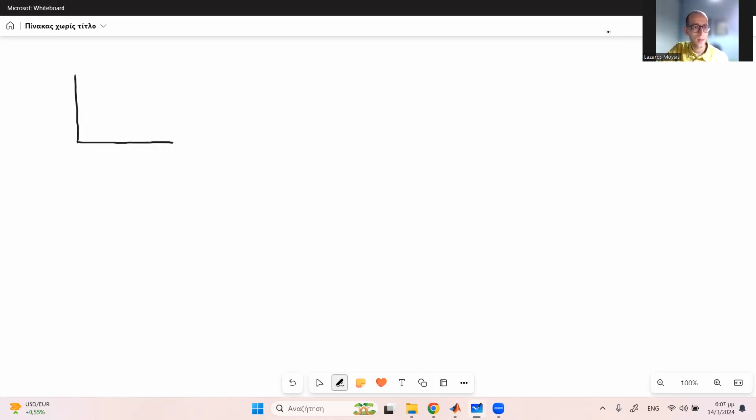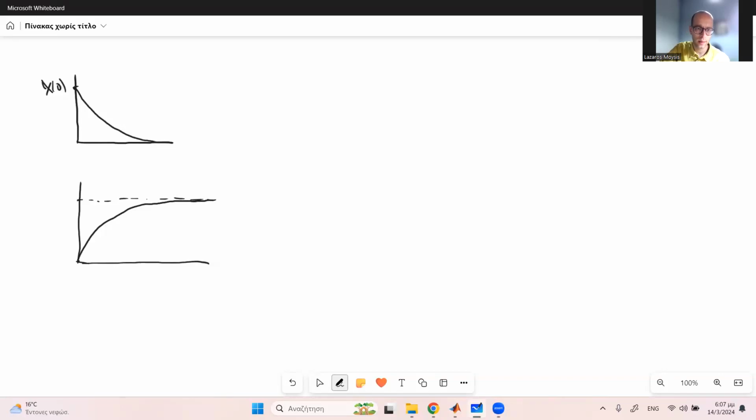So, for the free responses, we saw a case where the system may start from some non-zero point, and then the system steadily went to zero. We saw another example where the system started from zero and ended up at a non-zero point. Of course, we saw the combined case where the system started from a non-zero point and ended in another non-zero point, where we had the combined response.